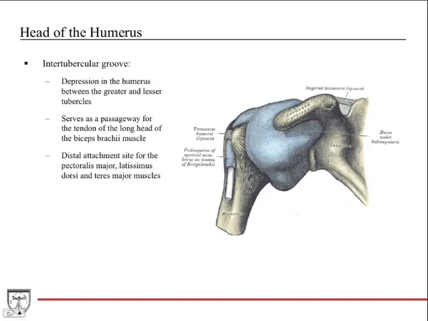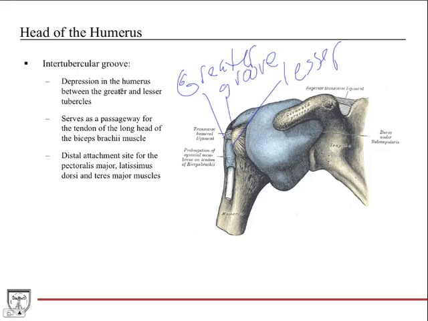There's the intertubercular groove. So you have your greater tubercle here, your lesser tubercle here, and then in between you have the groove. Okay? This is a depression in the humerus between the greater and lesser tubercles. It serves as a passageway for the tendon of the long head of the biceps brachii muscle. So you have this biceps muscle here. You have the long tendon, which is here. The short tendon goes up here and attaches on the coracoid process. That's the short.